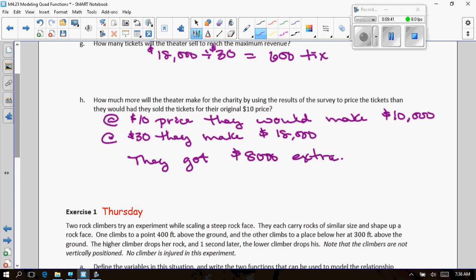So it paid to actually bump up that price. Most people wouldn't think making the price go up would be better, but that's what happens in business. They figure out that optimum price that people are willing to pay.